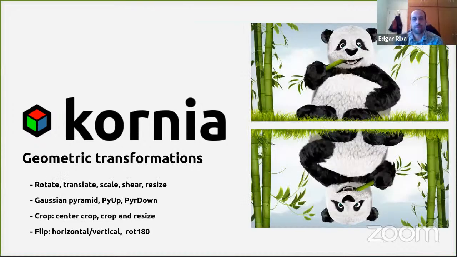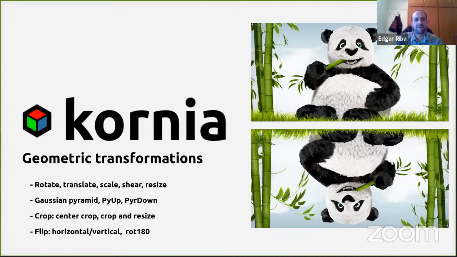Then the geometric module. This is probably the biggest module we have. Actually, it was the first module in the library. Just as a recall, Kornia first was a very small package for doing geometric transformations, that then evolved to what you see right now, to a more generic computer vision library.